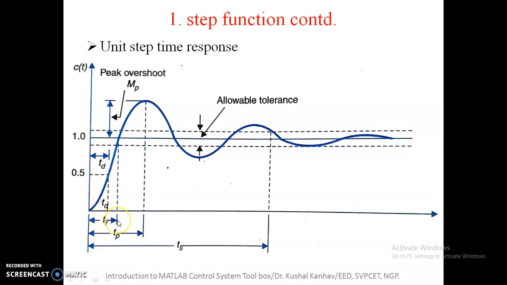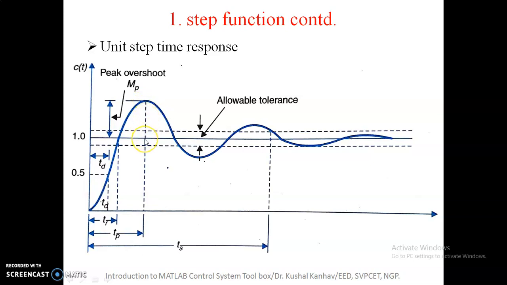Similarly, for an underdamped system, the rise time is defined as the time required for the response to reach 100% of its final value in the first attempt. So here it is reaching the final value at 1 in the first attempt. This is called the rise time. Peak time is the time required for the response to reach the maximum level in the first attempt. That is what is called the peak time.